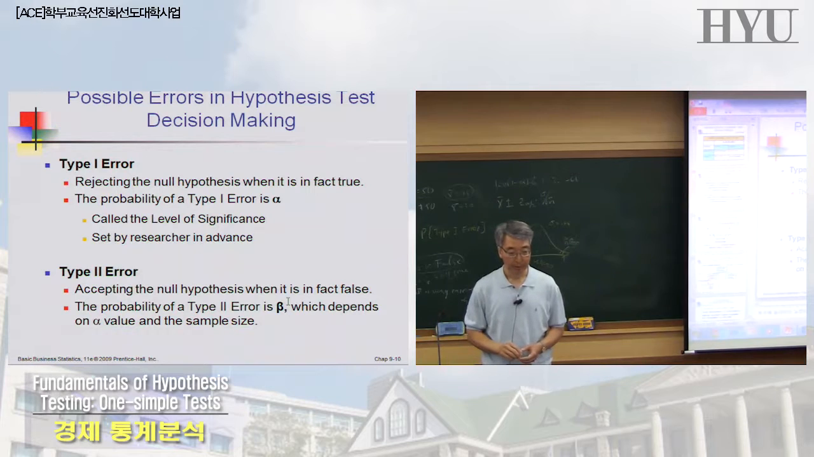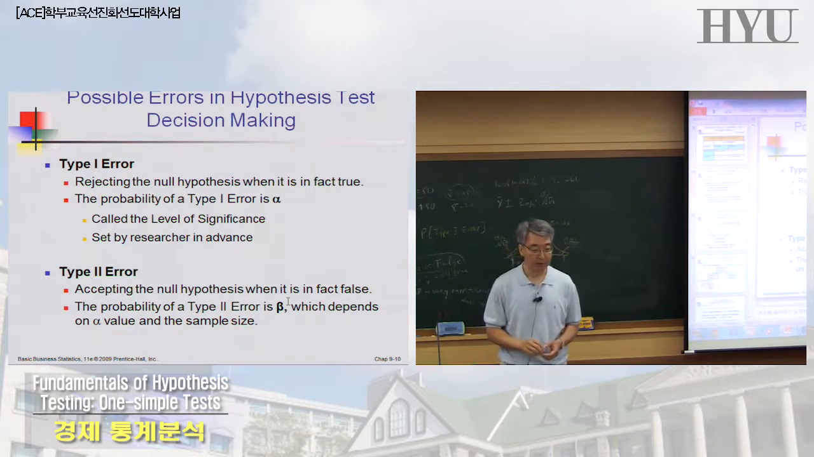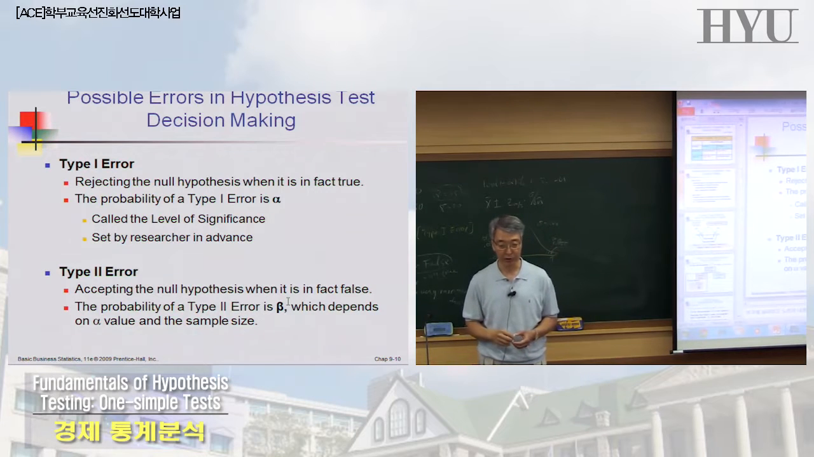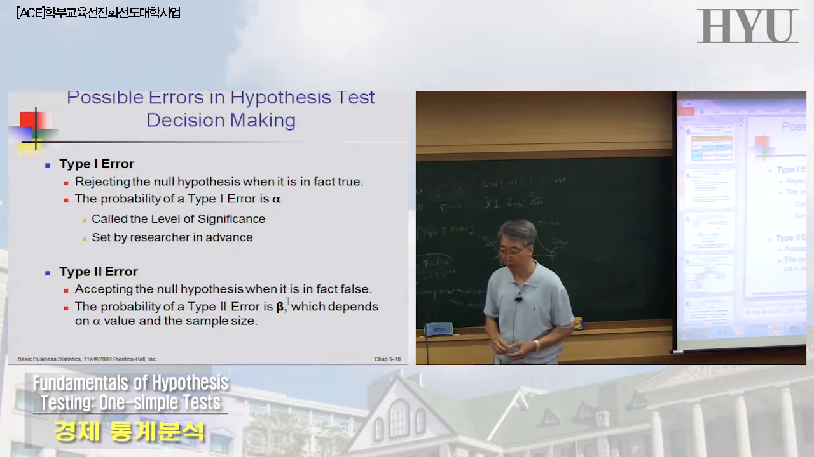The more exact discussion of beta requires a more advanced discussion, so in this course, we're not going to worry about it. Instead of trying to deal with beta, or the probability of type 2 error, we're going to avoid committing type 2 error by not accepting the null hypothesis.